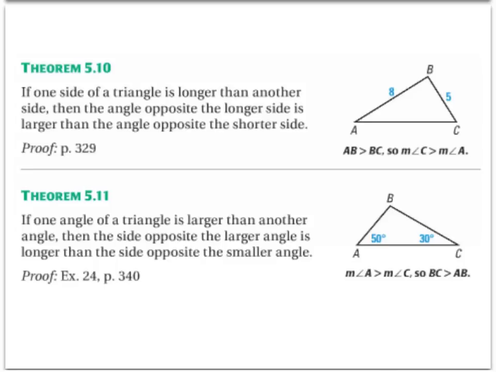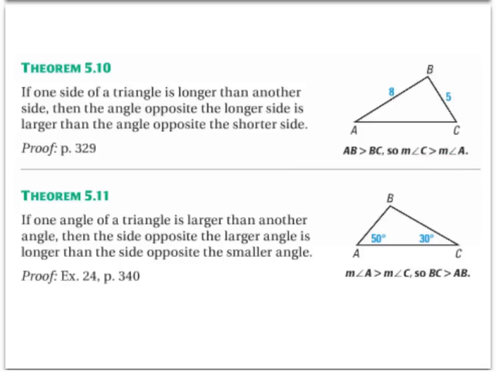To formalize this idea, we can look at two different theorems. These basically say that if you have a longer side, AB, which is 8 in this case, is longer than BC, which is 5, then the angle opposite of that side, so in this case angle C, must be of greater measure than the angle opposite the shorter side, which is angle A. So formally, AB is greater than side BC, so the measure of angle C must be greater than the measure of angle A.